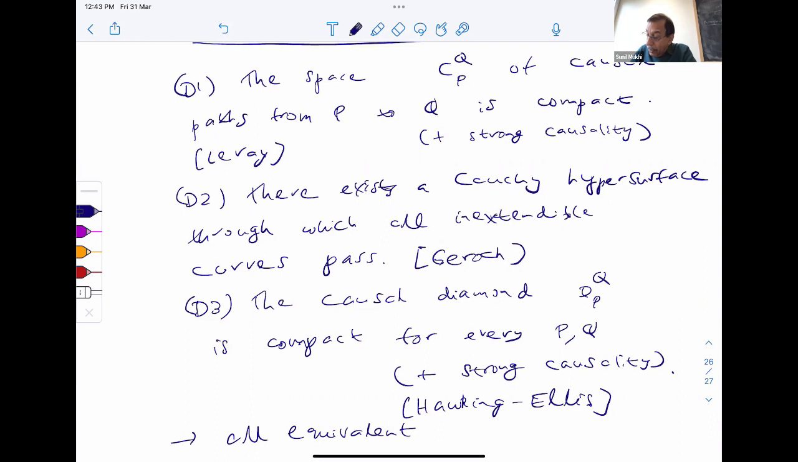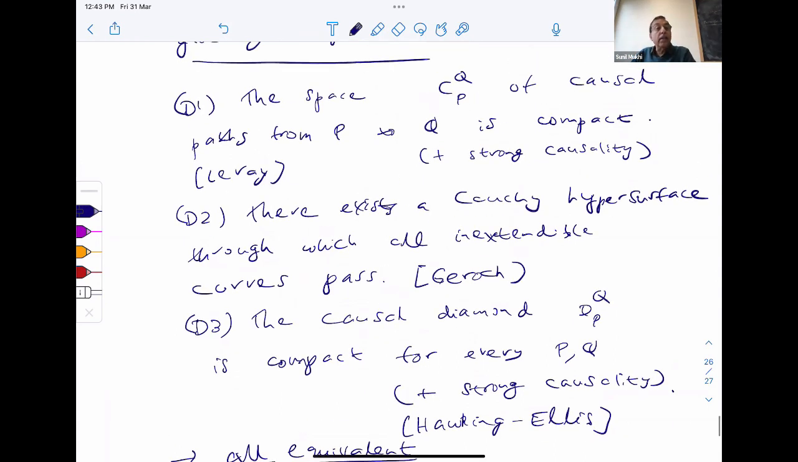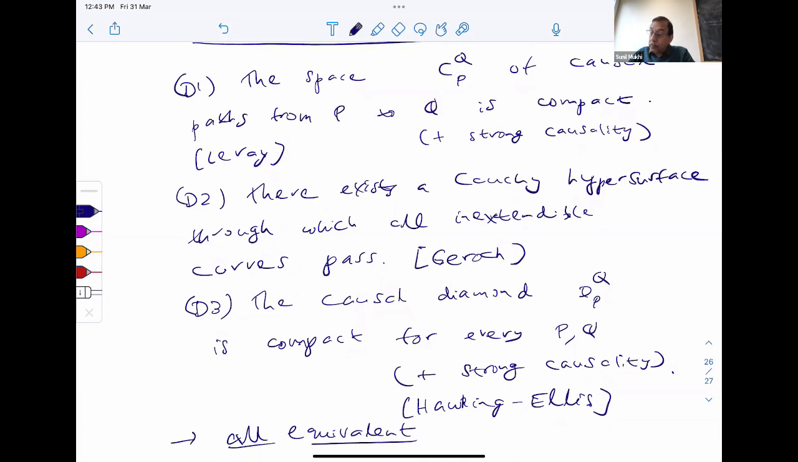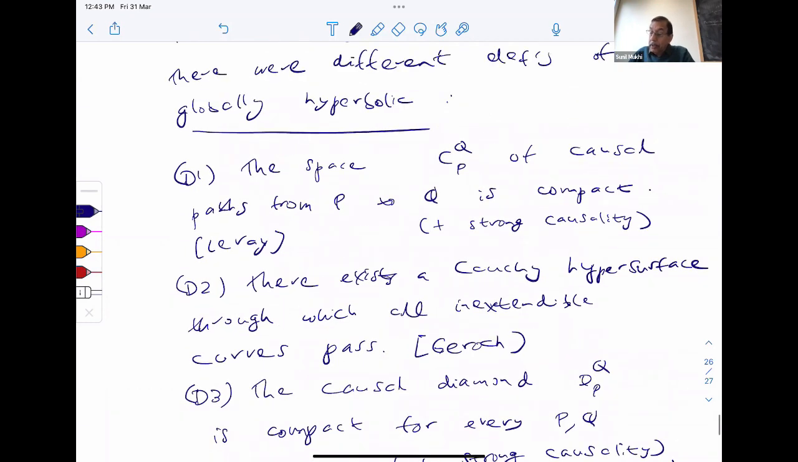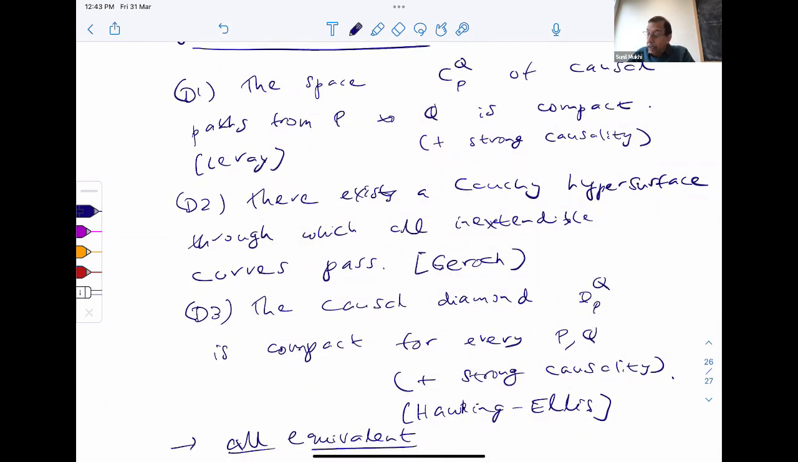And when three definitions are equivalent, it means you can pick any of them as your definition and the other two become theorems. Okay, and this is an important thing to realize. So I hope this point is clear that each of these properties, D1, D2, D3, is a statement of what is a globally hyperbolic spacetime according to that person.